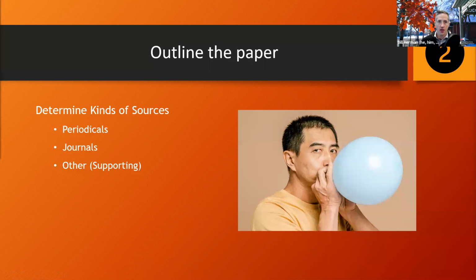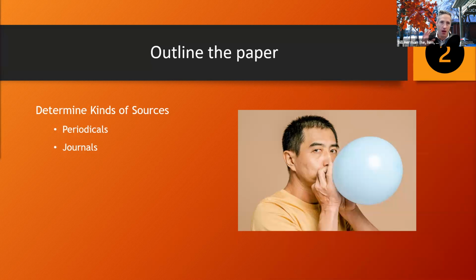And then there are other types of information, and these are supporting, and they're valuable, but your bread and butter is right here. Periodicals and journals. And if you've got 8 helpful periodicals and 3 or 4 good journal articles, you're over your total, and you've done all the research you have to do.